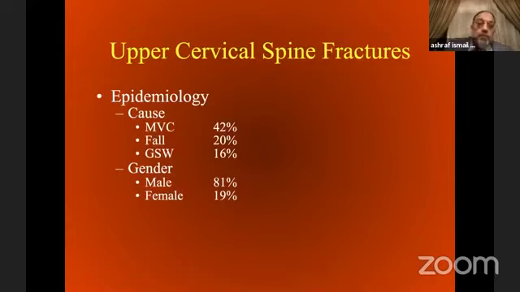The epidemiology of upper cervical spine injuries: the main cause is motor vehicle collision in 42%, and falls about 20%. Males are affected more than females, 80% to 20%.